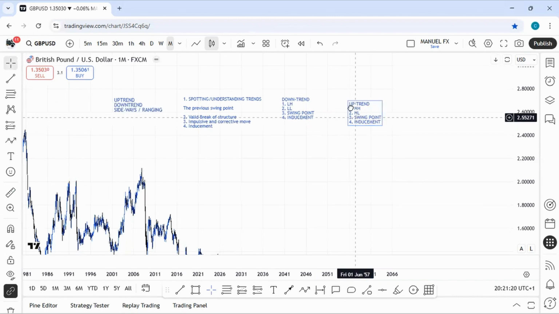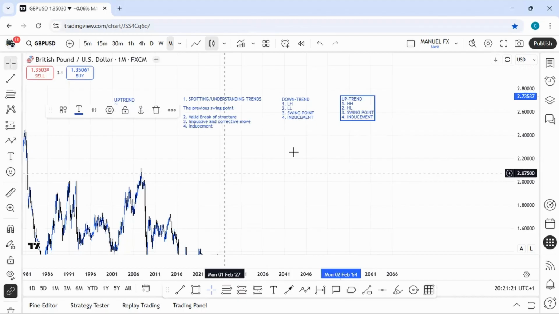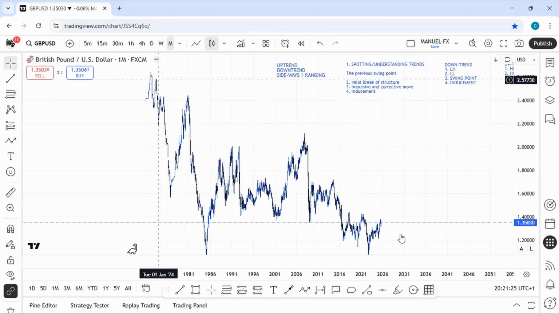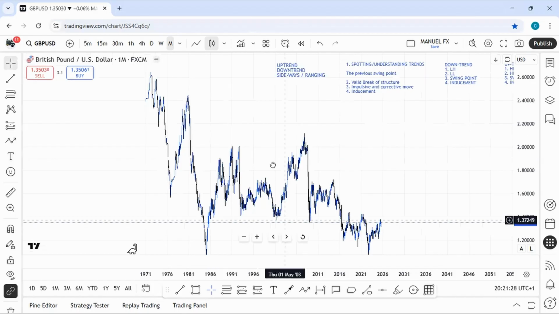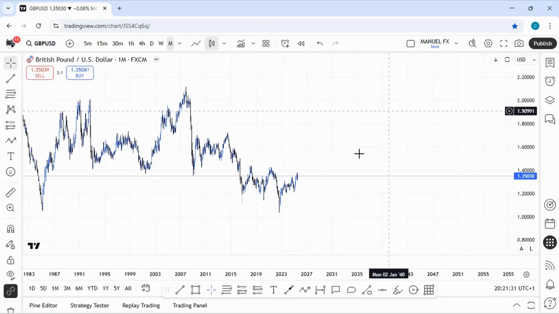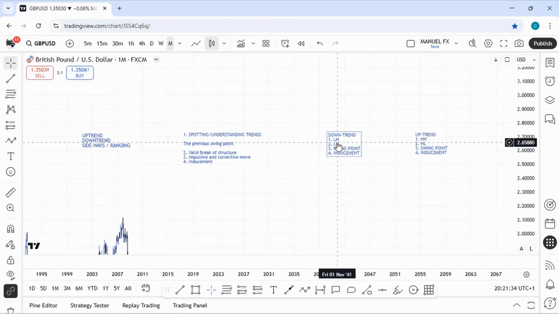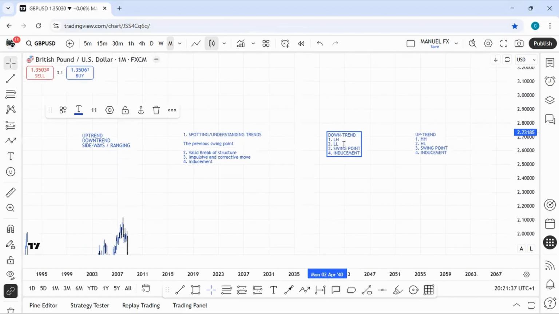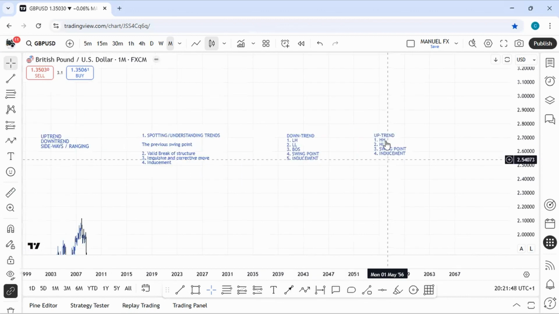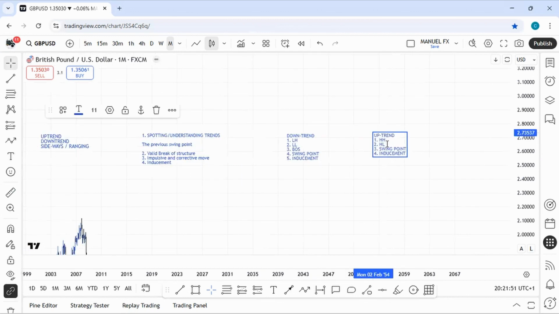So now, on the monthly time frame, we know that price is bearish. Look at the downward move. Now our problem is, where is the current break of structure? I am going to look for, and then the third one is going to be a break of structure, BOS. The fourth one is going to be swing point, and the fifth one is going to be inducement.